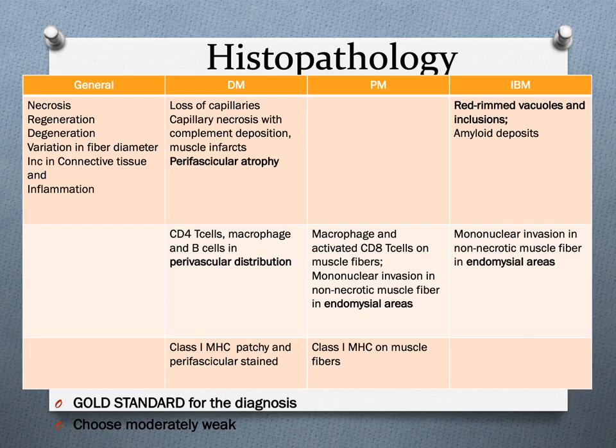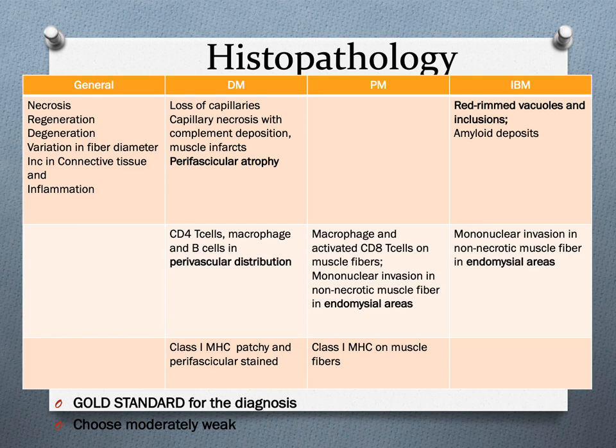So this slide shows the different characteristic histopathologic findings between the three major types of inflammatory myopathy. But in general, you will see necrosis, regeneration, degeneration, variation in the fiber diameter, and an increase in connective tissue and inflammation. However, in dermatomyositis, you will appreciate loss of capillaries with capillary necrosis with complement deposition and perifascicular atrophy, which is the most pathognomonic histopath finding. However, only one-third of patients will show this.